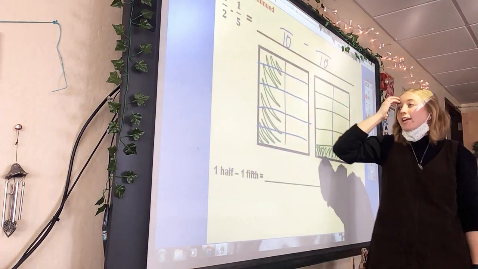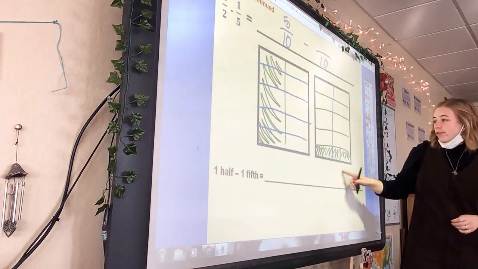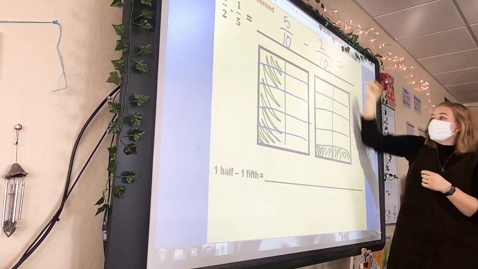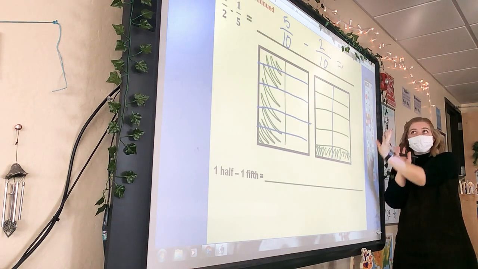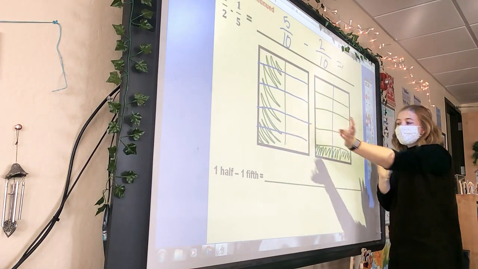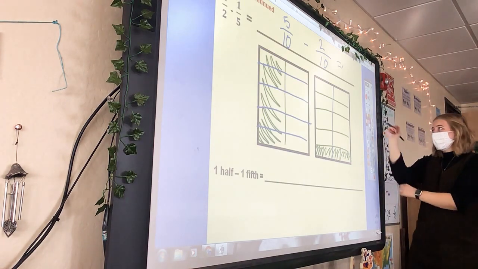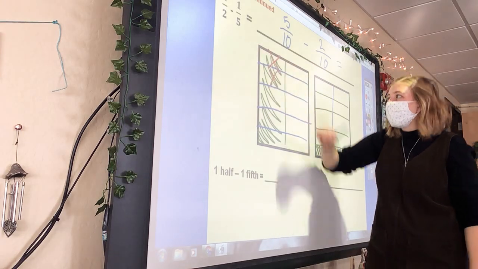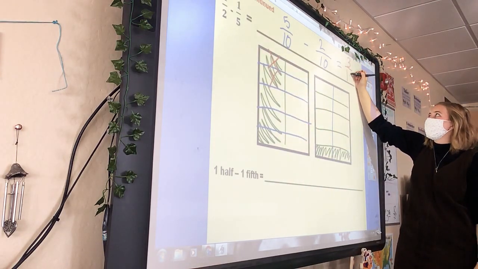Over here I have 1, 2, 3, 4, 5 tenths. And over here I have 1, 2 tenths. So this second model is showing me what I have to take away from the first model. How many tenths am I going to take away from the first model? Ready? Go. 2. Yes. Okay. 1, 2. I have 1, 2, 3 tenths left over. So my answer is 3 tenths.